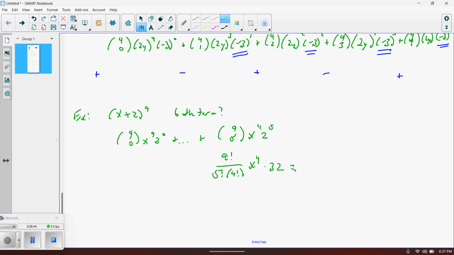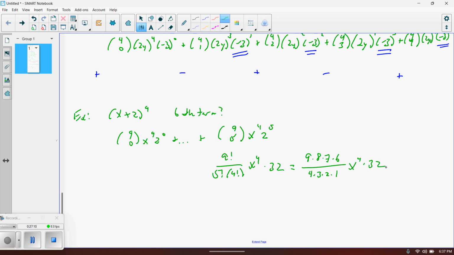So now we can actually simplify. Let's see, 9 factorial is the same thing as 9 times 8 times 7 times 6 times 5 factorial. So that's going to get rid of the 5 factorial in the denominator. And then 4 factorial is 4 times 3 times 2 times 1, x to the fourth, times 32.